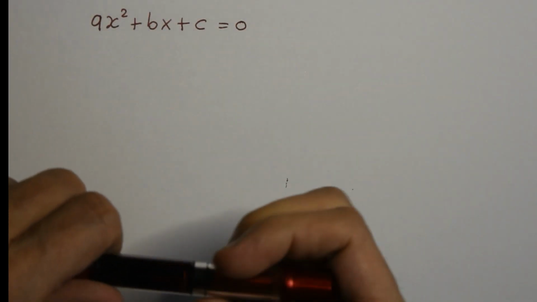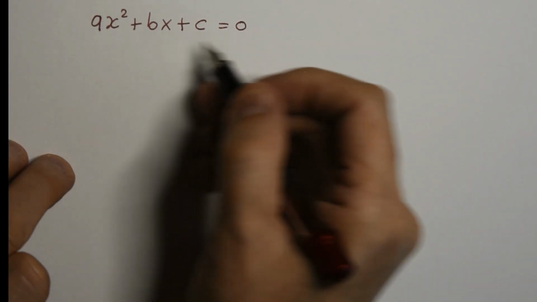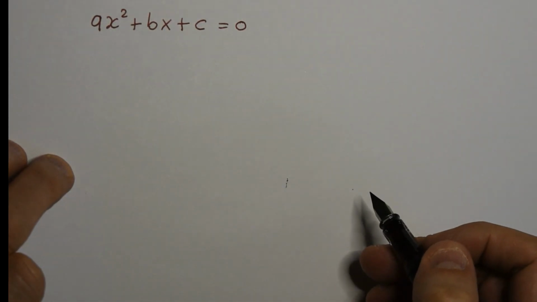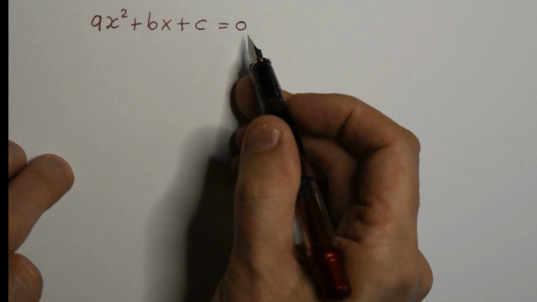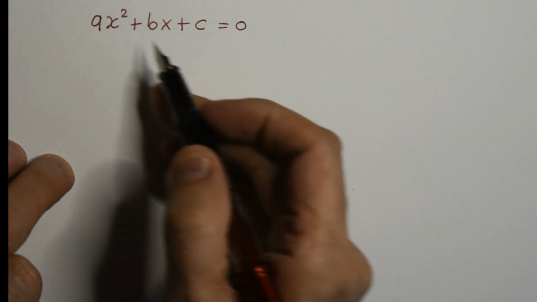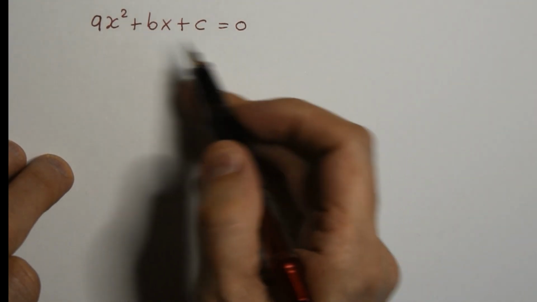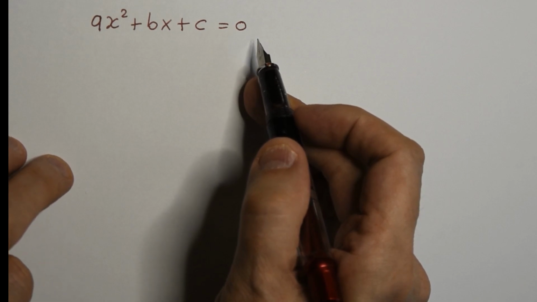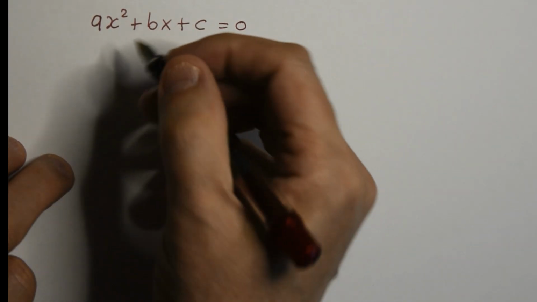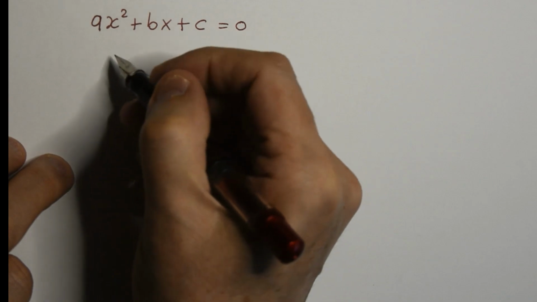Today I'm going to talk about the ABC formula and how to solve it. As we know, it's a quadratic equation in x, and we're going to determine the two values of x such that this equation holds. First step, I'm going to divide by a.